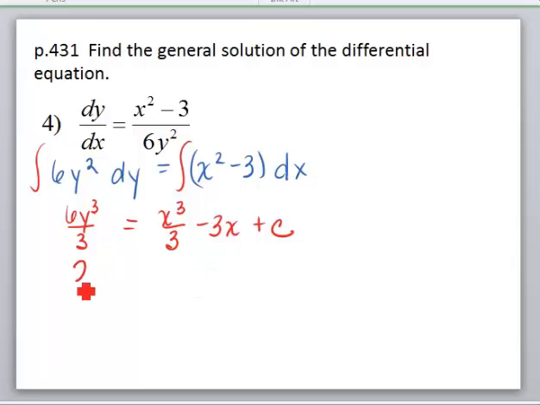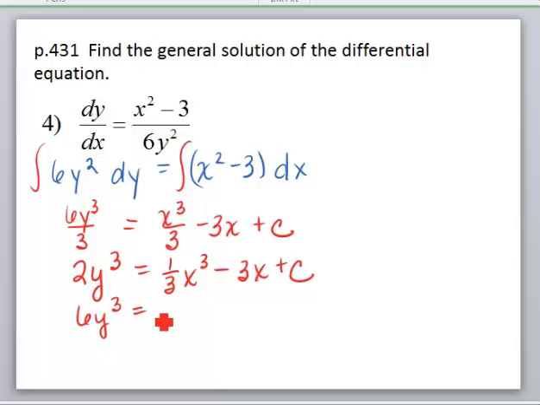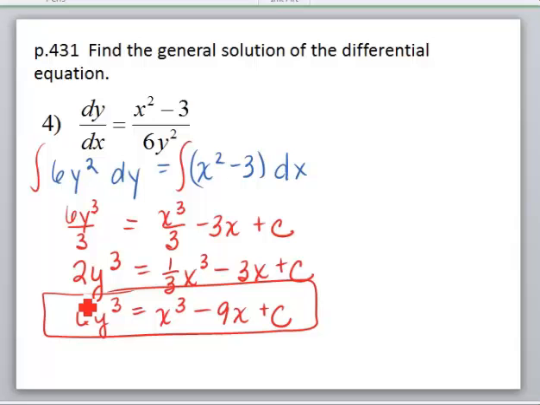So I end up getting 2y cubed equals 1/3 x cubed minus 3x plus c. Now most general solutions are not going to have any fractions in them, so I'm actually going to multiply everything times 3 to eliminate that fraction. And this is as far as I am going to take it. Lots of times we'll go ahead and solve for the y if it's easily solved. In this case, it's not as easily solved.